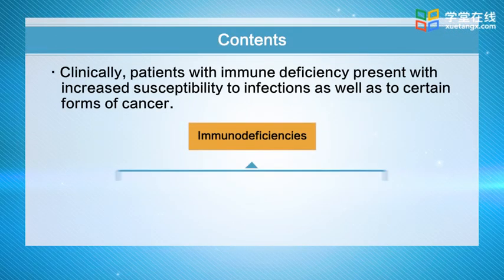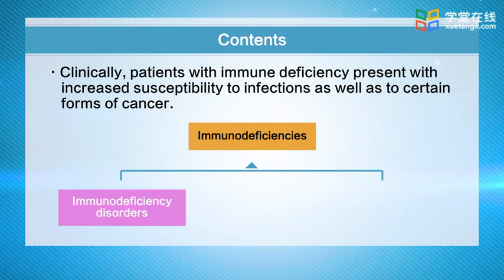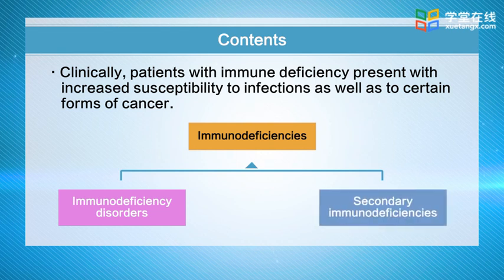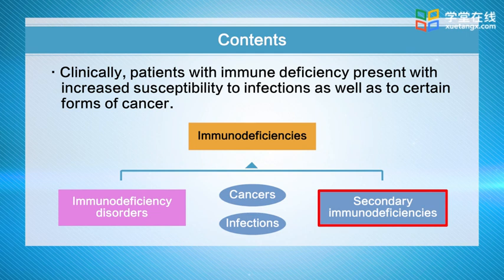Immunodeficiency can be classified into primary immunodeficiency disorders, which are genetically determined, and secondary immunodeficiency, which may arise as a complication of cancer and infections. As a group, the secondary immunodeficiencies are more common than the disorders of primary genetic origin. Thus, we will discuss the most important secondary immunodeficiency disorders and go through a more detailed description of acquired immunodeficiency syndrome, AIDS.